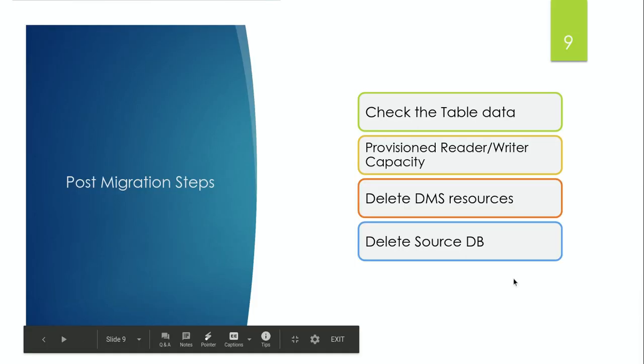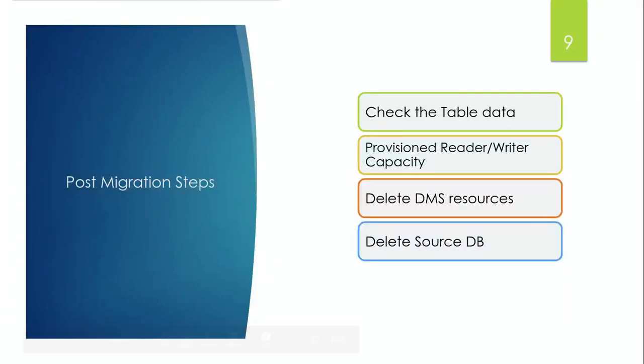Now as an end step, we need to check a few details. You can change the provisioned read and write capacity if you want, because normally it is set as 200 readers and 200 writers. You can change it from the DynamoDB console. You need to delete the DMS resources because they cost money. Then if you want to delete the source database, you can also do that.